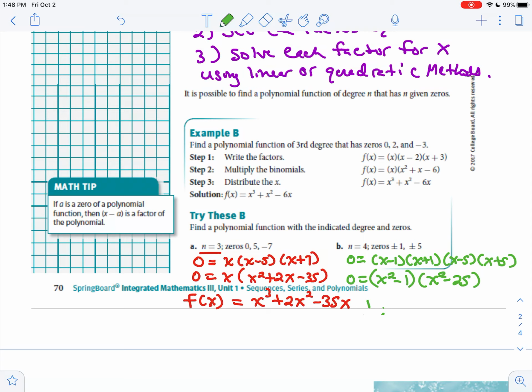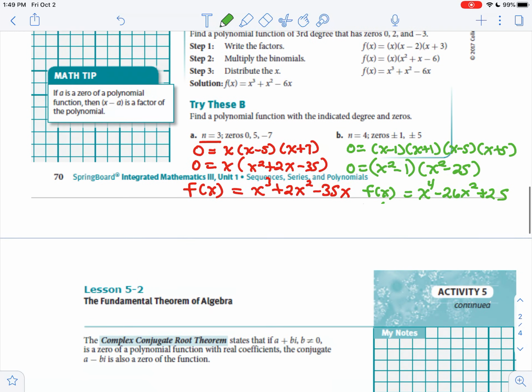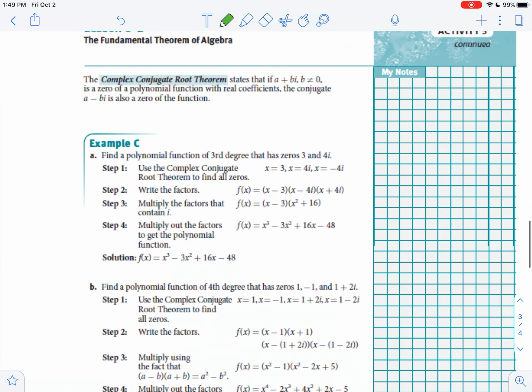So let's go ahead and put this with an f of x now. So f of x equals x squared times x squared is x to the 4th, -25x squared, and -1x squared is -26x squared. And then positive 25, and there's our polynomial. Okay, so those all had some real roots. We had 3 zeros, we had 4 zeros, but they weren't too hard to get back into the equation. Okay, so we will look at a few more challenging ones on the next page.